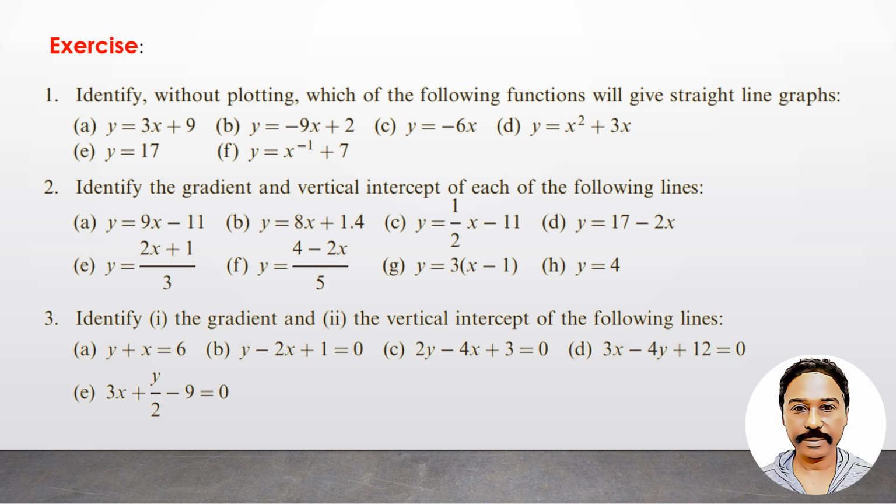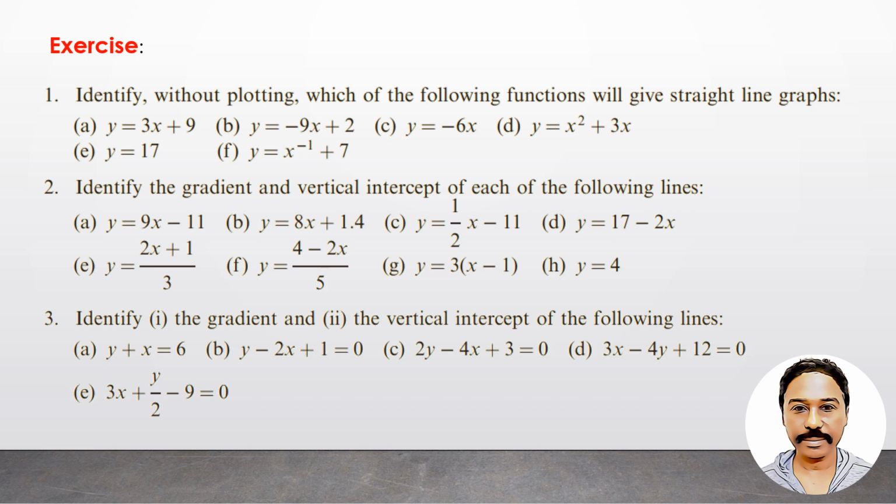Y equals 17, this is linear because y has the power 1. Even if x is not there, that means x has a coefficient 0, so still this is a line. Y is equal to x to the power minus 1. This is not a linear equation because we have x raised to a power, which means it will not be drawn as a line. Question number 2 for you to try to solve.